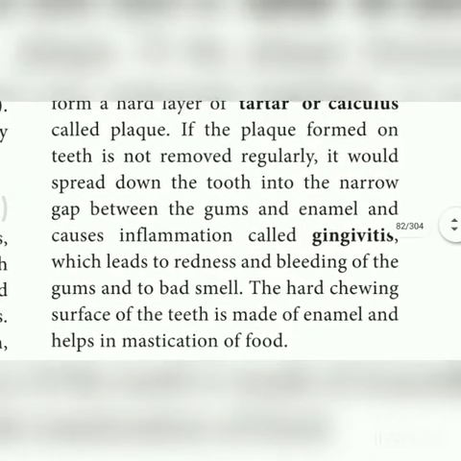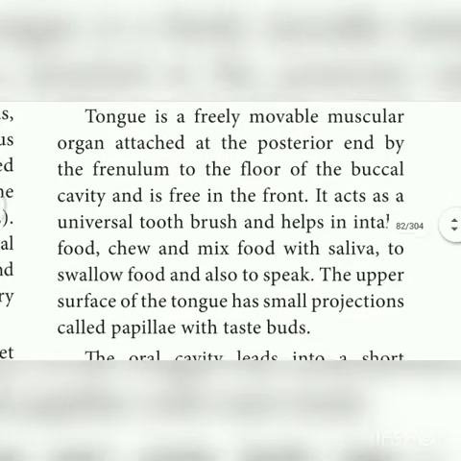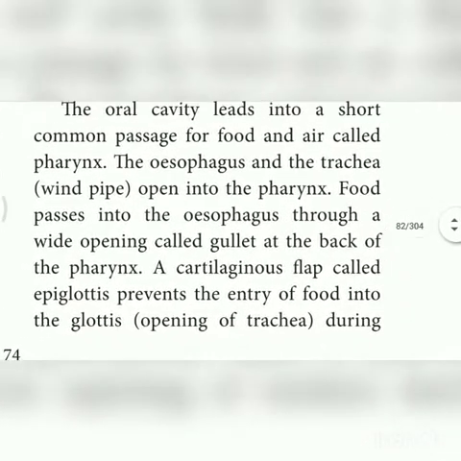And then what is gingivitis? If the plaque formed on the teeth is not removed regularly, it would spread down the tooth into a narrow gap between the gums and enamel and cause inflammation called gingivitis, which leads to redness and bleeding of the gums and to bad smell. And then what is frenulum? Frenulum is the attachment of the tongue to the posterior part of the buccal cavity.